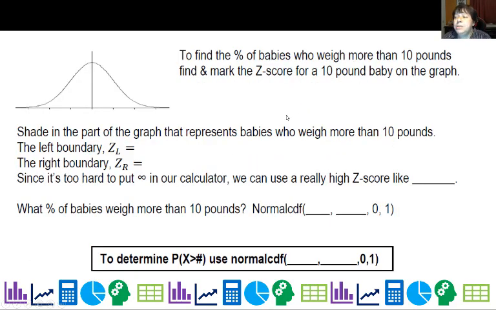All right, so if we want to find the percent of babies who weigh more than 10 pounds, we're going to find and mark the z-score for a 10-pound baby. So let's find the z-score. It's 10 minus 7.5 over 1.25, which is 2. And we want babies who weigh more than 10 pounds, so that would be this area right here.